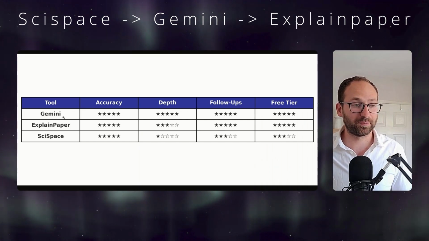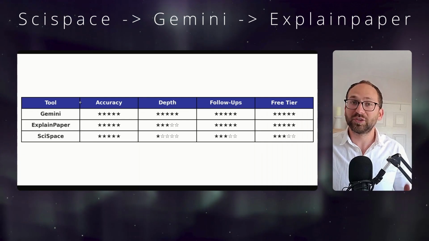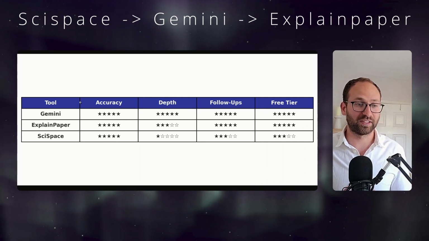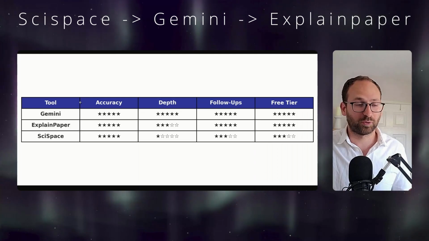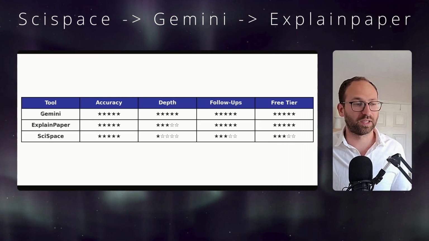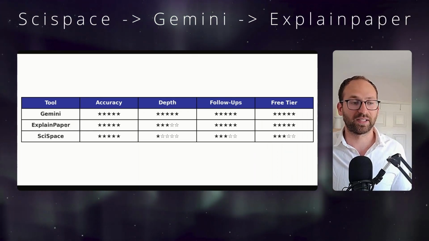Then you take it to Gemini, which gives you a full summary of the paper, right? A nice in-depth summary. And then if you do actually still want to read a full paper and you get stuck somewhere, you can use Explain Paper in the end.